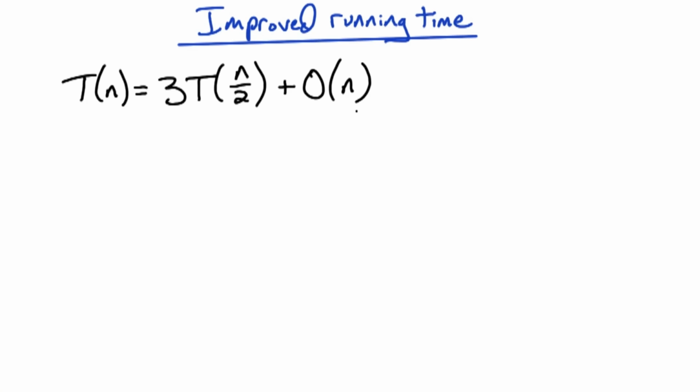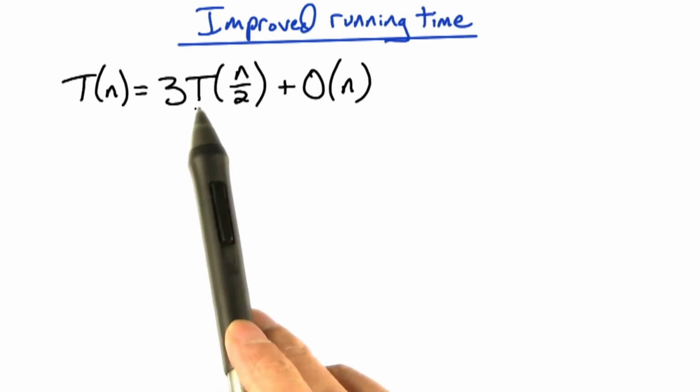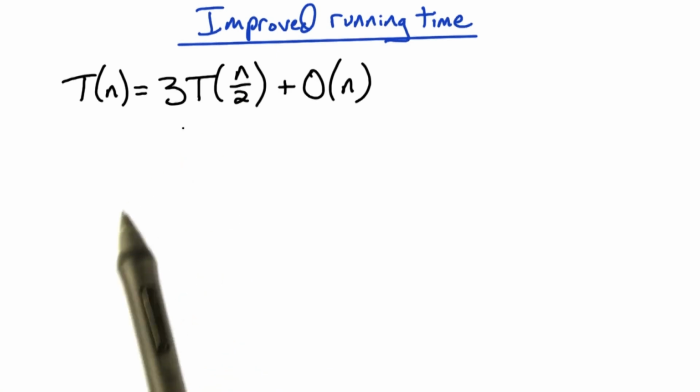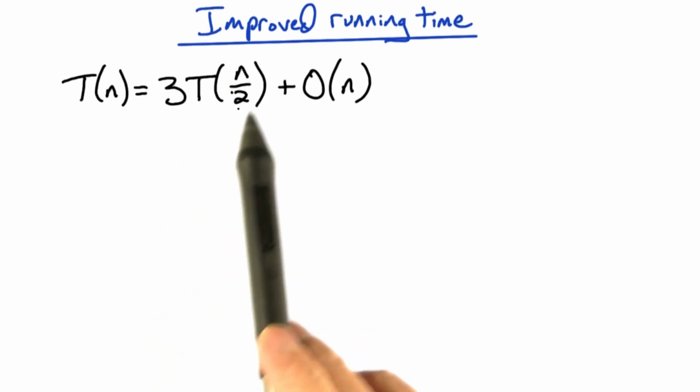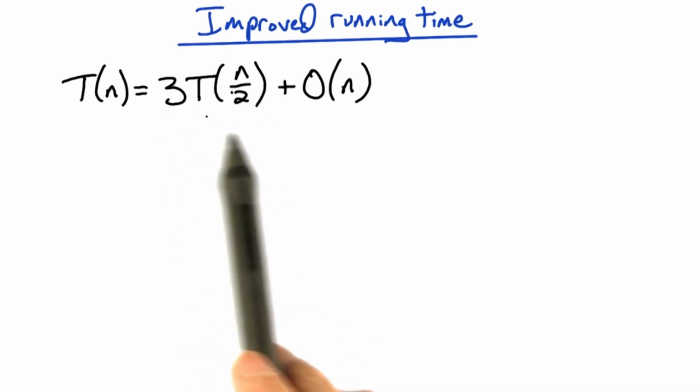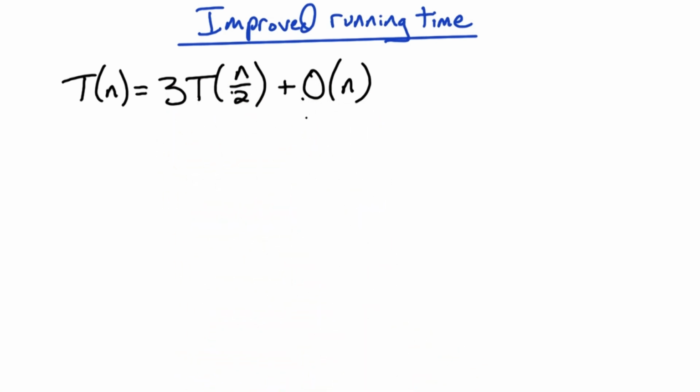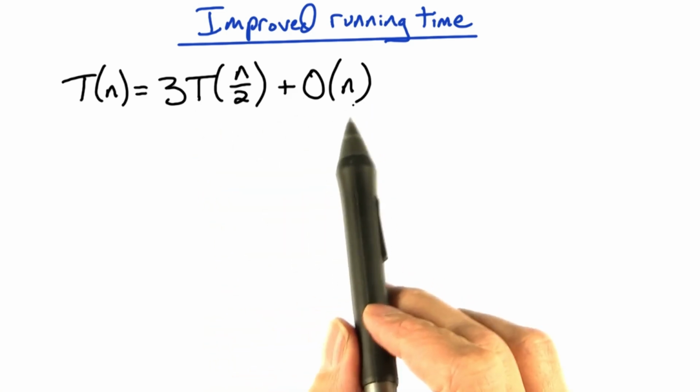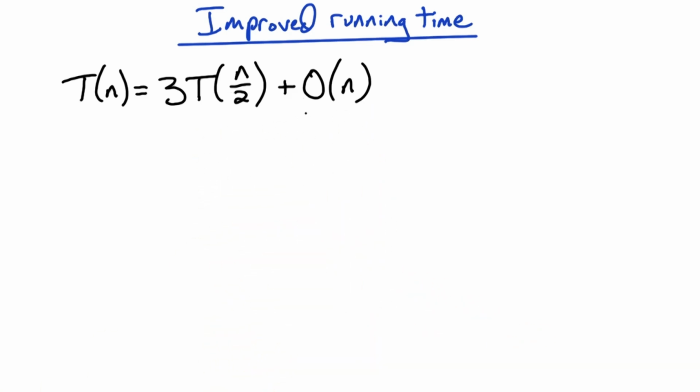Now if we look at the running time of our new algorithm, we have 3 subproblems that we're recursively computing. Each is a product of a pair of n over 2-bit numbers. And then to combine the solutions from these 3 subproblems, it takes us order n time to get the product of x times y. What does this solve to? Well, let's go ahead and dive into it to give you a little bit of a refresher on solving recurrences.